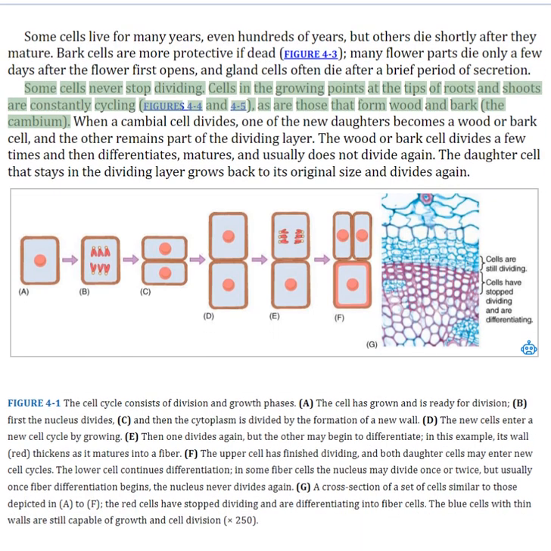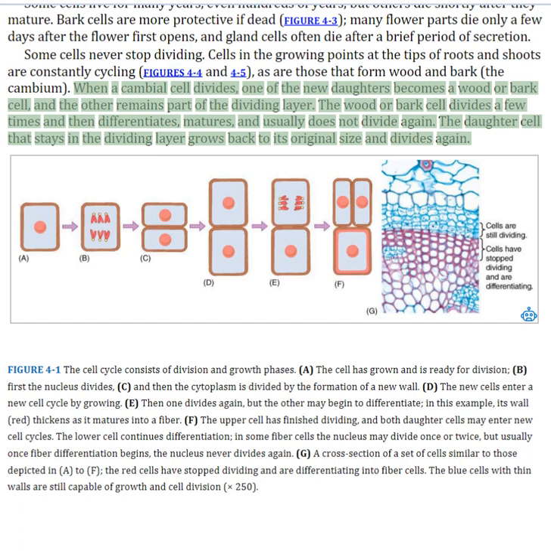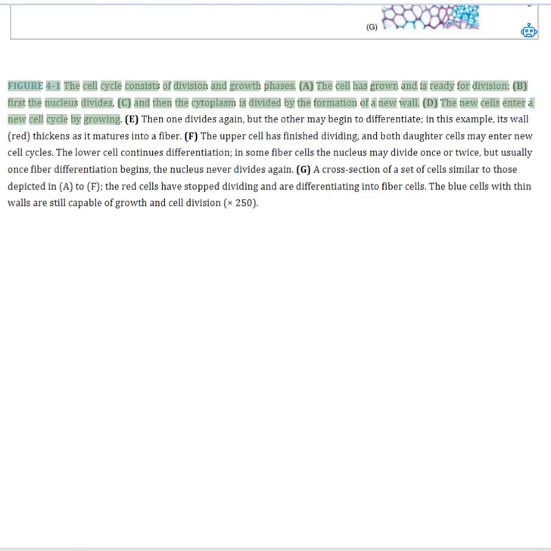Some cells never stop dividing. Cells in the growing points at the tips of roots and shoots are constantly cycling, as are those that form wood and bark. When a cambial cell divides, one of the new daughters becomes a wood or bark cell, and the other remains part of the dividing layer. The wood or bark cell divides a few times and then differentiates, matures, and usually does not divide again. The daughter cell that stays in the dividing layer grows back to its original size and divides again. Figure 4.1 The cell cycle consists of division and growth phases.